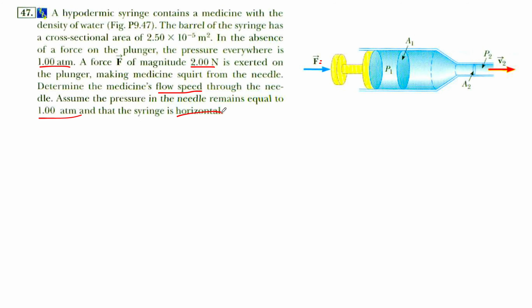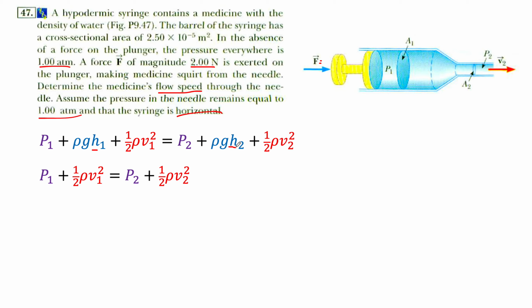All right, so we're using Bernoulli's equation in this case. Here's the full form of it. One quick note: because it's horizontal, we know that the height here is going to be equal to the height here, so we can immediately ignore those two terms. Now, the tricky part: what's the pressure?